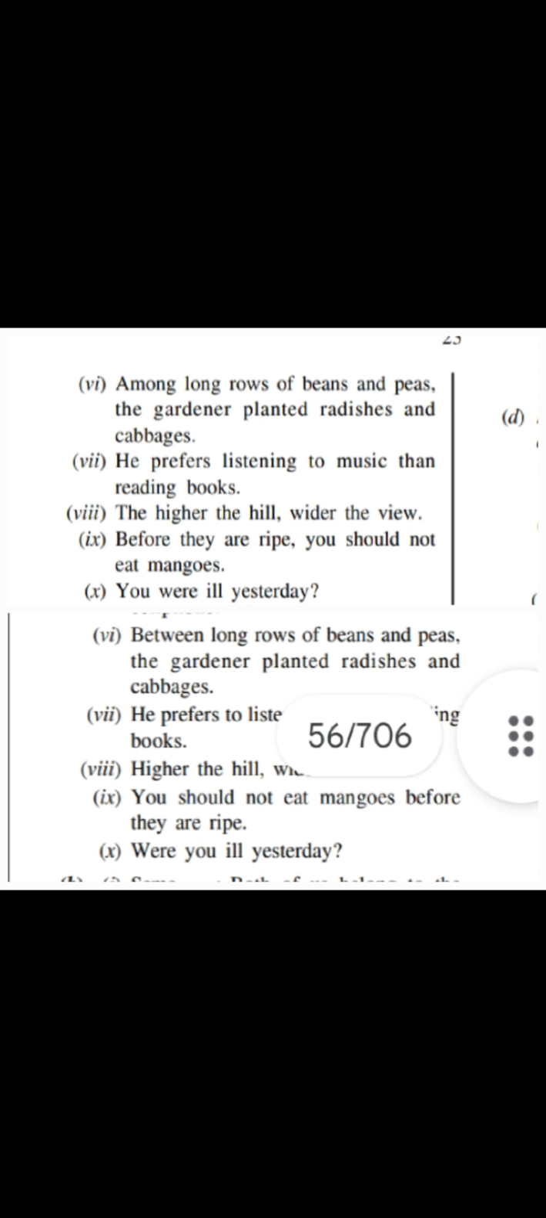Now the ninth one, before they are ripe, we should not eat mangoes. So again, this ninth one is an example of rearrangement of the words. You have to put the words: you should not eat mangoes before they are ripe. So in the ninth one, like we did in the folding wheelchair, armed wheelchair example, same way over here you have to write you should not eat mangoes before they are ripe. So it's just a rearrangement.